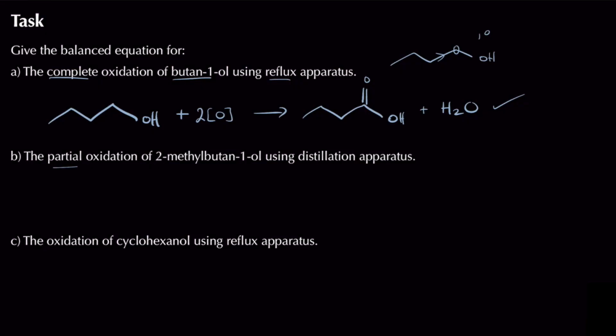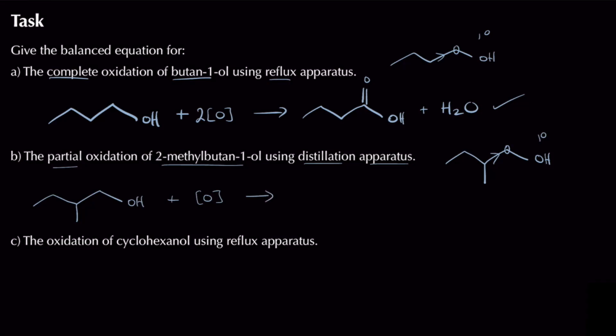Looking at the next one, we've got the partial oxidation of 2-methyl butan-1-ol using distillation apparatus. Well, partial means that we're producing an aldehyde. We're not going all the way to produce a carboxylic acid. We're using distillation apparatus here, some more hints that we're producing an aldehyde. Now 2-methyl butan-1-ol, what type of alcohol is it? Well, there's 2-methyl butane. There's 2-methyl butan-1-ol. We look at the carbon atom here, it's only attached to one alkyl group, so we know it's going to be primary again. So in that case, I draw my carbon atoms. I'm going to end up with 1, 2, 3, 4, with the methyl there, and then the alcohol is going to be over here. I react it with oxidizing agent again.